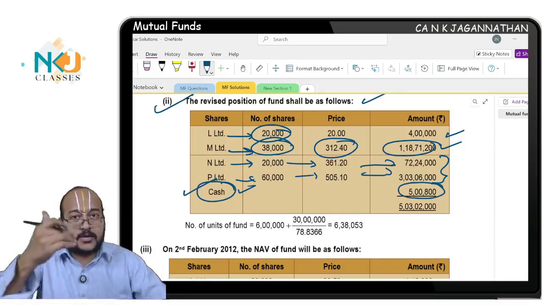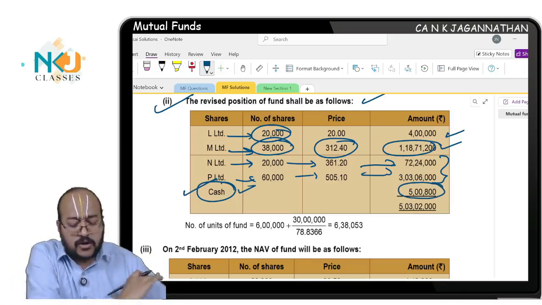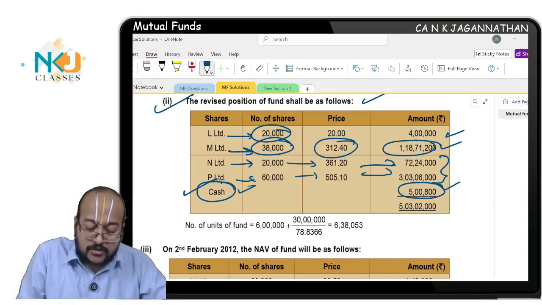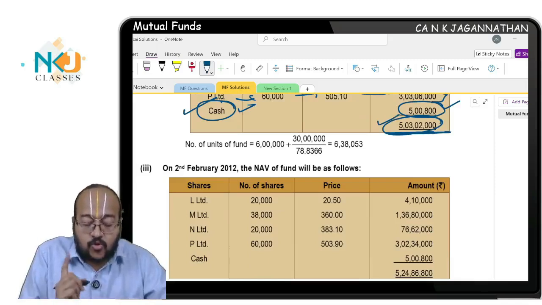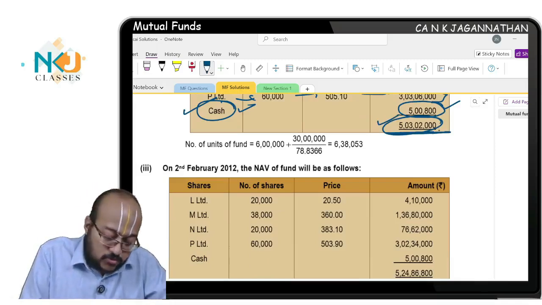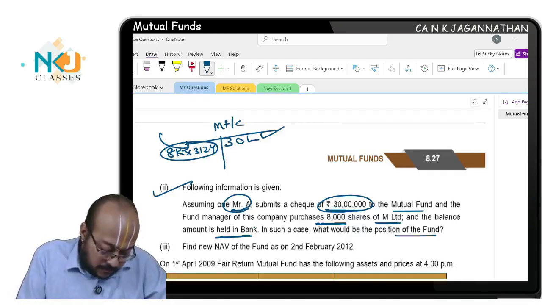Okay, which means 30 lakhs you receive. Then I purchased it 2499, 200. Balance, cash balance should be considered 5 lakh 8,000. I told you na, cash will be added. What is this? This is total value of assets, 503 lakhs 2,000. Now, this, how many units? What they are asking in part 2, please tell me.